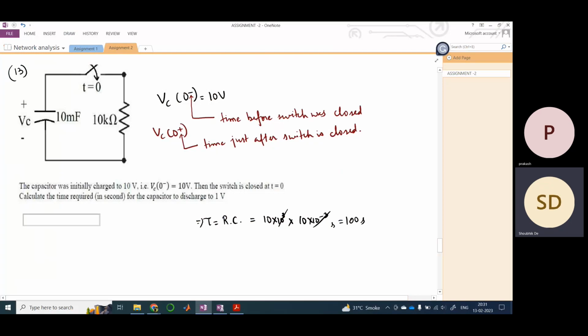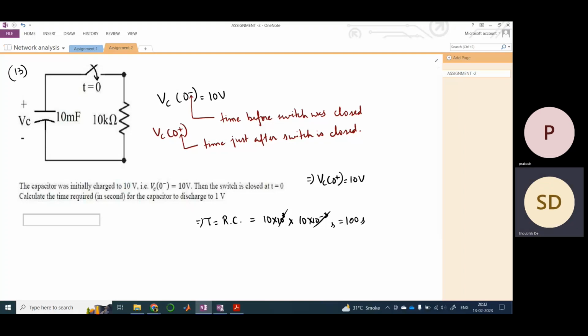So the initial voltage across the capacitor, Vc0 plus or minus, whatever you may write it, is 10 volt. Now they are telling that the switch was closed, and what is the time required for the capacitor to discharge to 1 volt, right? So for this we need to write the voltage expression across the capacitor.